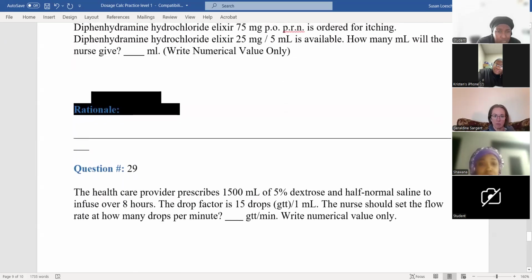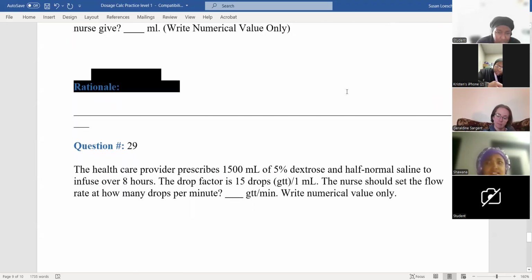Here goes the drop factor. Let's see what you know. The nurse should set the flow rate at how many drops per minute? Now, what is your formula for a drop factor? It's total volume over total time in minutes times the drop factor. So our total volume here is what? 1,500. When you look for total volume, always look for something that has the mLs behind it.